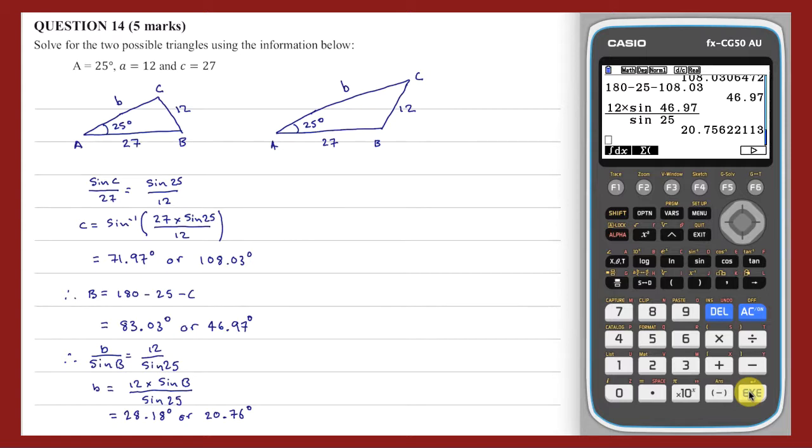There are other approaches to finding the unknown sides and angles in this question. The information provided could have been substituted into the cosine rule to generate a quadratic equation in terms of b. This equation can be rearranged into general form.